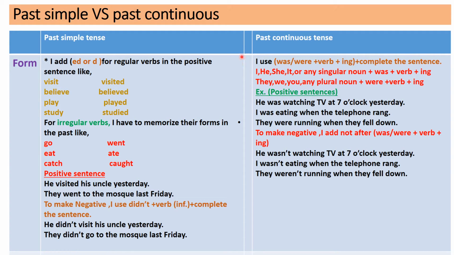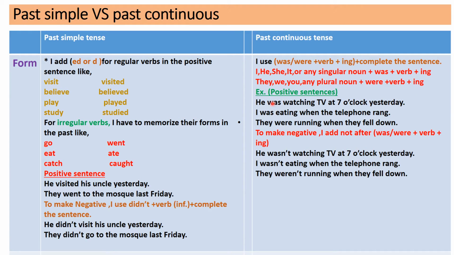But in the past continuous tense, I use was or were, plus verb plus ing. Then complete the sentence. Was is used with singular: I was, he was, she was, it was, or any singular noun. Then the verb plus ing. Were is for plural: they, we, you, or any plural noun. Then were, then your verb plus ing.